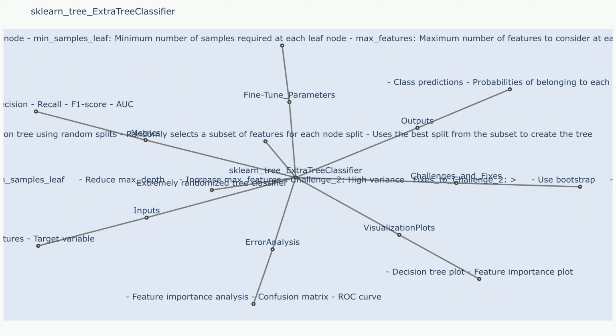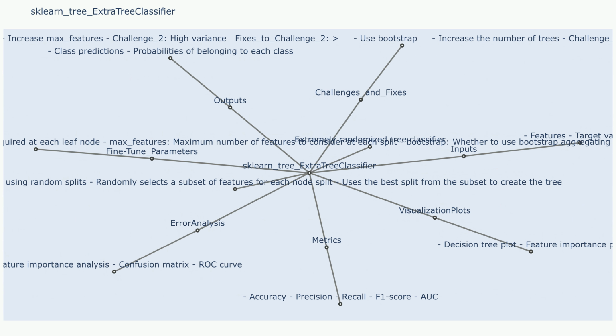Fine-tune parameters. N-estimators. The number of trees in the forest. Increasing this value generally improves performance but can also increase training time. Criterion. The function to measure the quality of a split. Common options include Gini impurity and entropy, information gain. Max depth. The maximum depth of each tree. Limiting the depth can prevent overfitting by reducing the complexity of the trees.